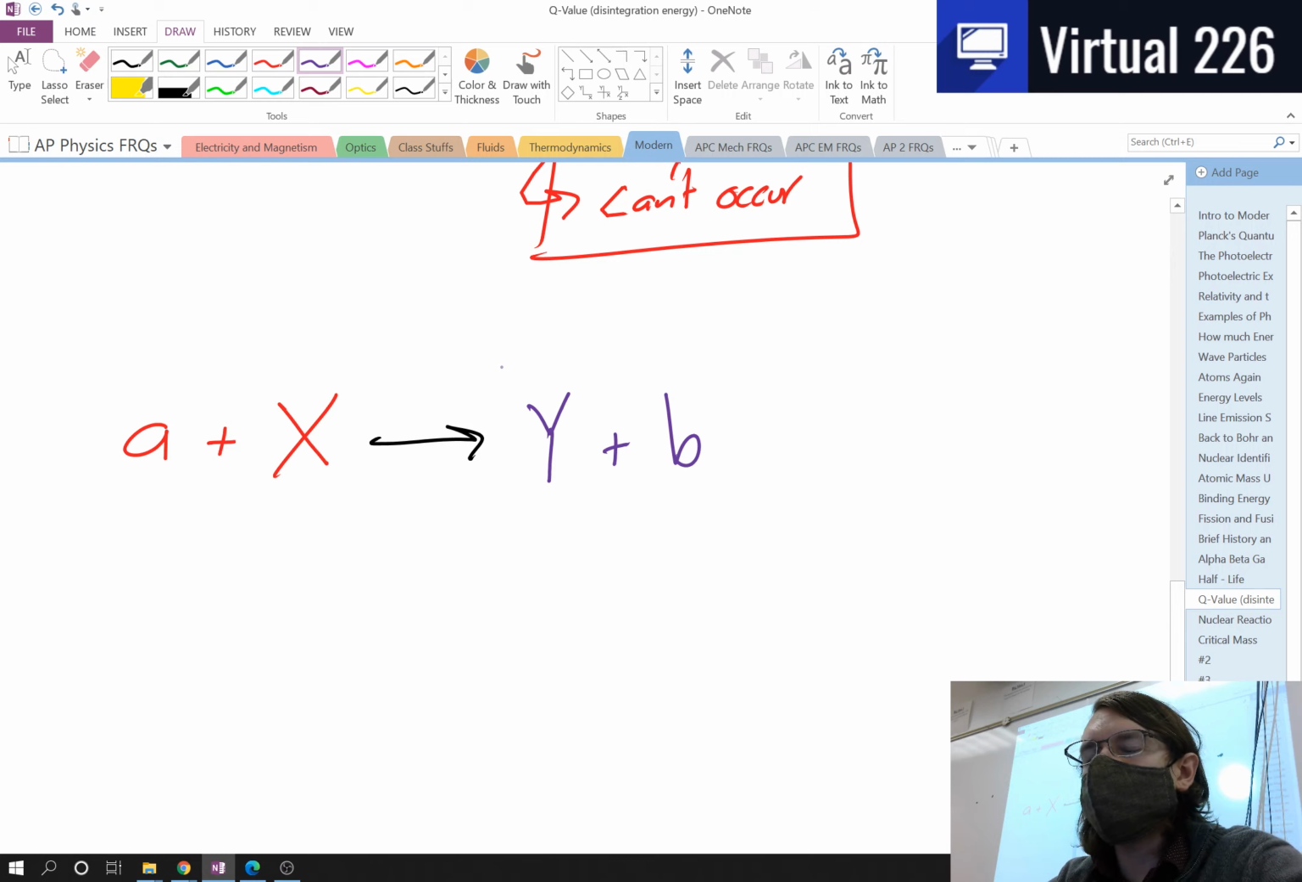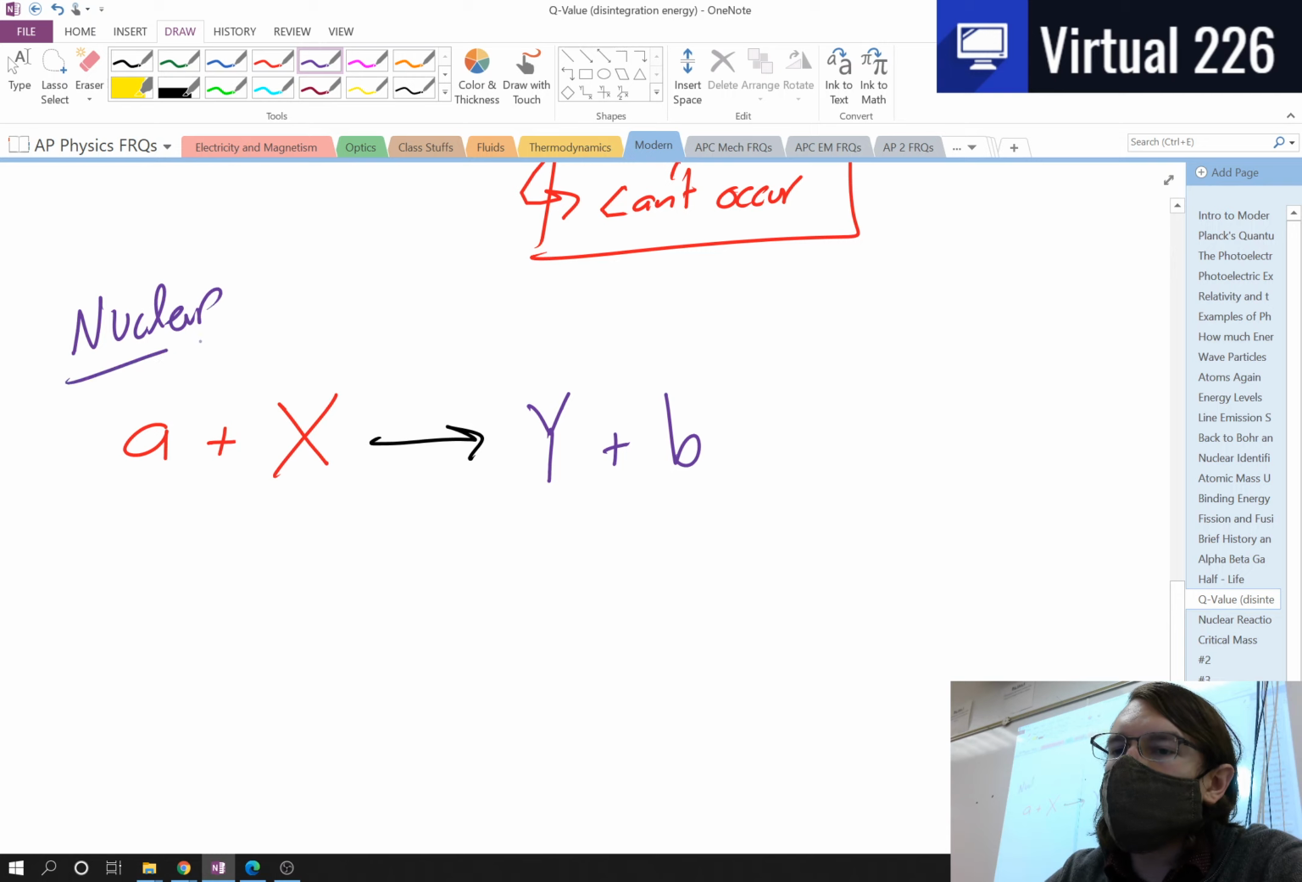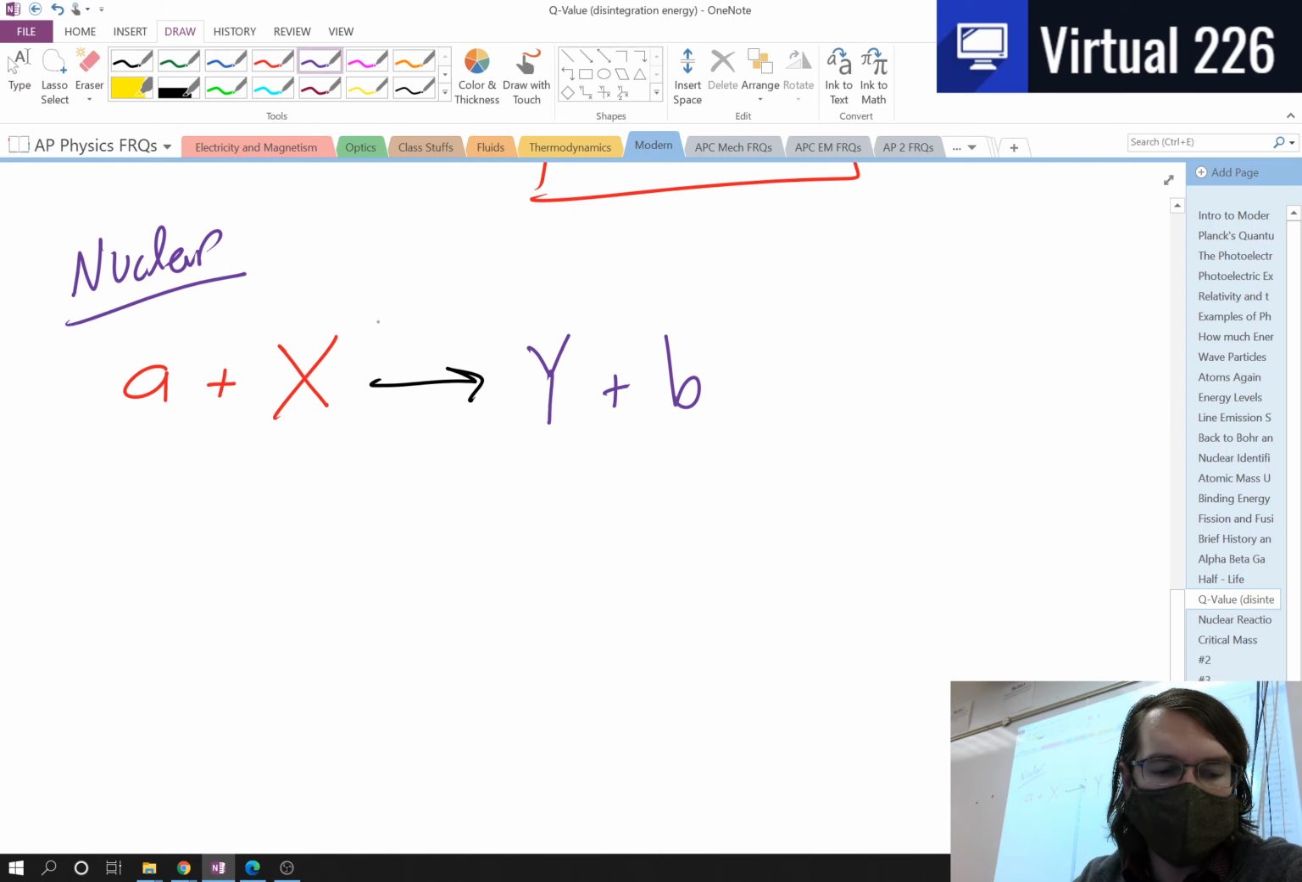Now, in this case here, we're still going to find a Q value, but this time we tend to call it a reaction energy, because this tends to be used more for nuclear reactions. We're not just talking about alpha or beta decays. We're normally talking about a nuclear reaction here. Normally one of these is going to be a neutron in some way, and we'll see that in a later video. But for these types of setups, it's a very similar idea.